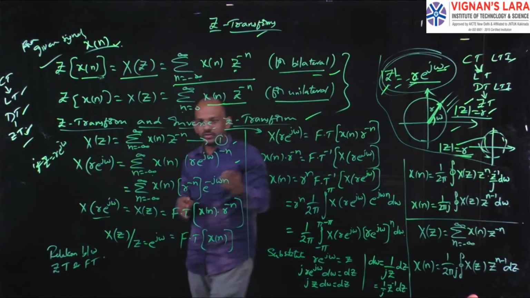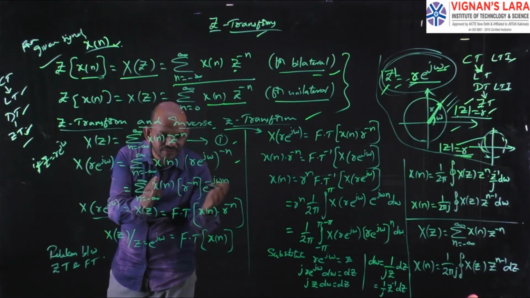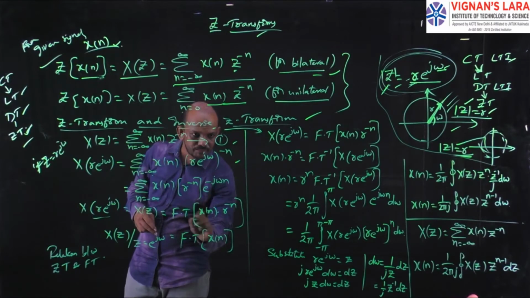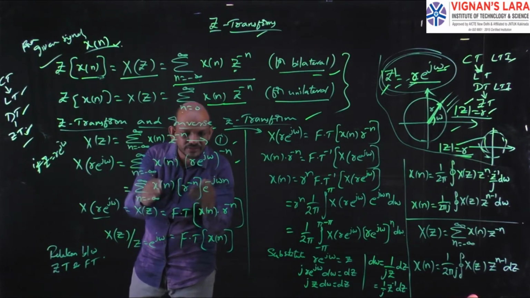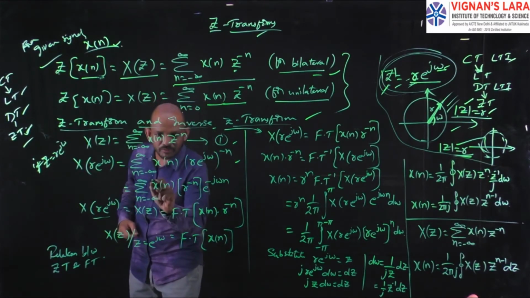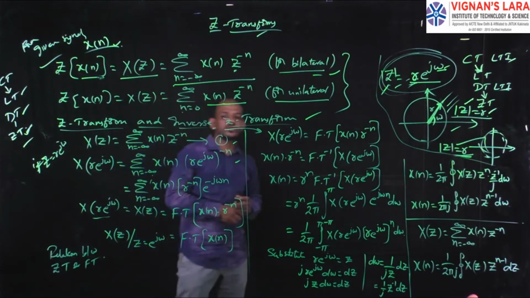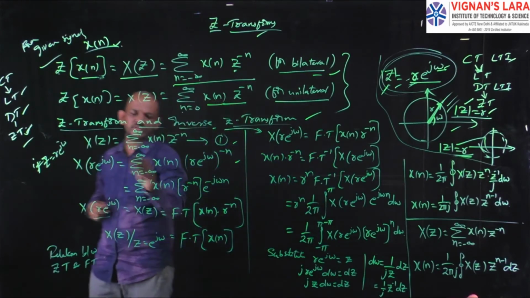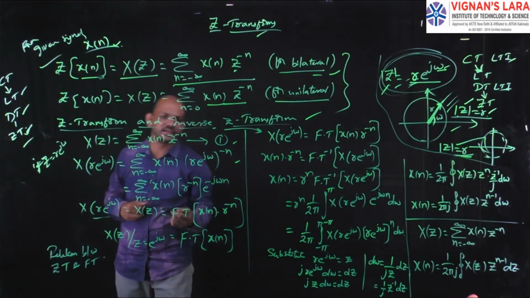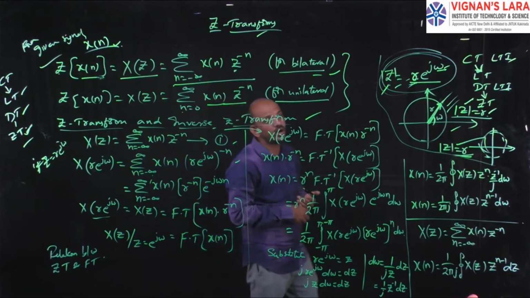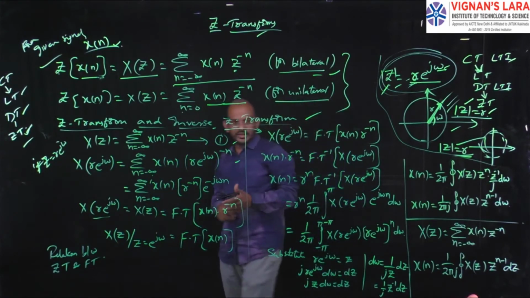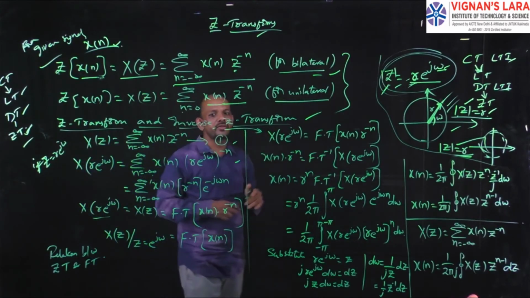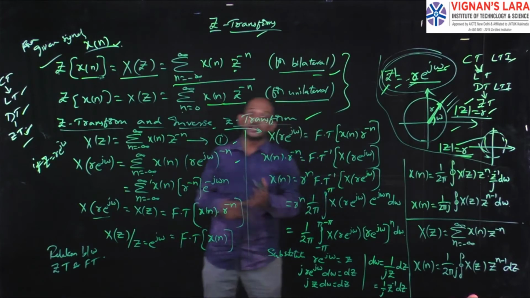Now if you consider this as a signal, then the Fourier transform is the Fourier transform of x of n into r to the power of minus n. Simply, the Fourier transform of x of n is summation n equal to minus infinity to infinity x of n into e power minus j omega n. So in place of x of n I have x of n into r to the power of minus n. Any signal summed from n equal to minus infinity to infinity into e power minus j omega n is the discrete time Fourier transform formula.